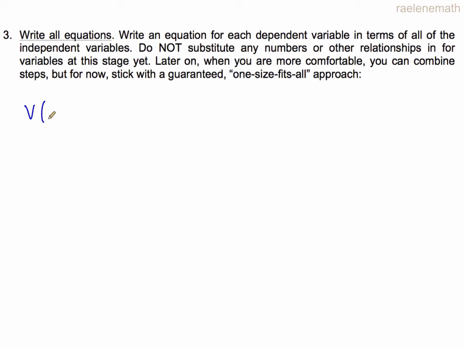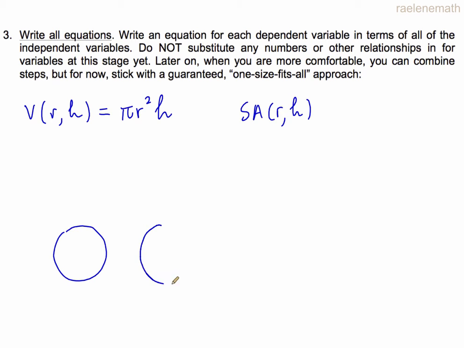Okay, so the next step is to write the equations. We know that the volume of a cylinder is given by the area of the base multiplied by the height, and the base is a circle, so its area is pi r squared, and the height is h. Furthermore, we have the surface area dependent on the radius and the height. If we imagine a soup can, we have two circles for the ends, and then the soup label can unravel, and that forms the sides.